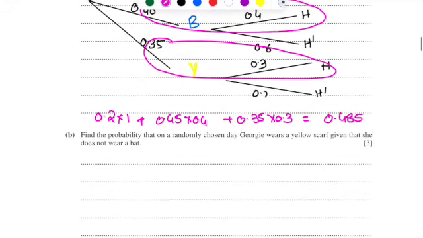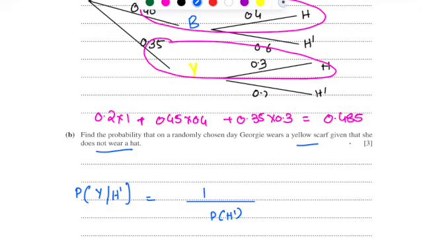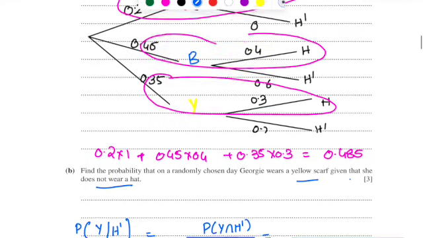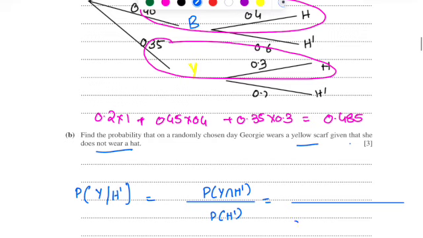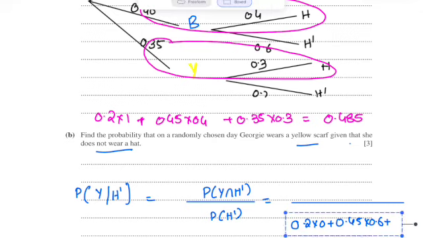Next, find the probability that on a randomly chosen day, Georgie wears a yellow scarf given that she does not wear a hat. So probability of yellow given that she does not wear a hat. The probability of not wearing a hat comes in the denominator, and the numerator is yellow intersection not wearing a hat. So not wearing a hat is red and not wearing a hat, 0.2 times 0, plus blue and not wearing a hat, 0.45 times 0.6, and yellow and not wearing a hat.